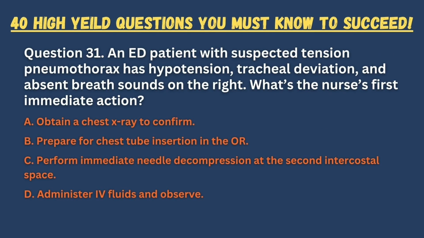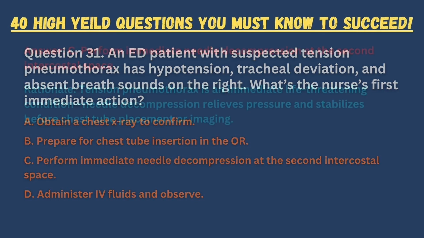Question 31. An ED patient with suspected tension pneumothorax has hypotension, tracheal deviation, and absent breath sounds on the right. What's the nurse's first immediate action? A. Obtain a chest X-ray to confirm. B. Prepare for chest tube insertion in the OR. C. Perform immediate needle decompression at the second intercostal space. D. Administer IV fluids and observe. Answer.